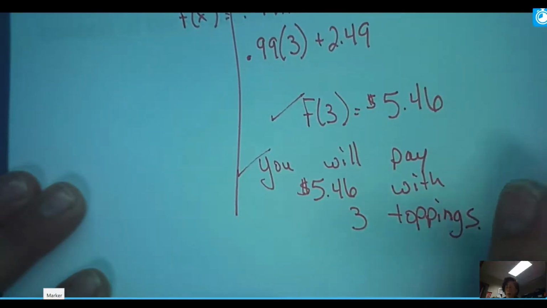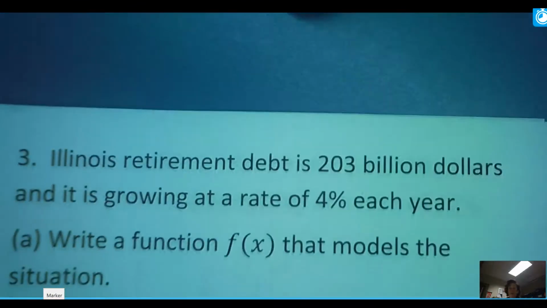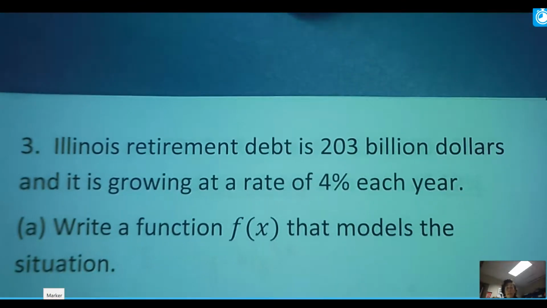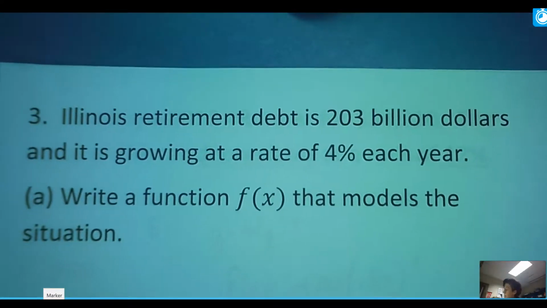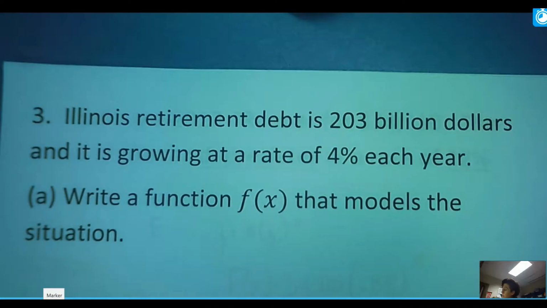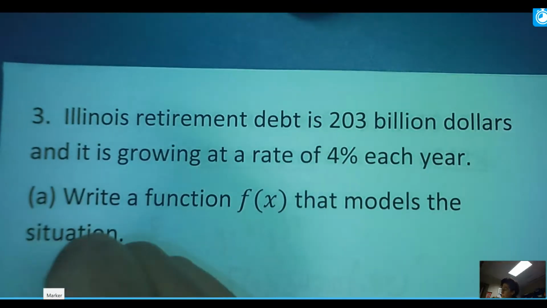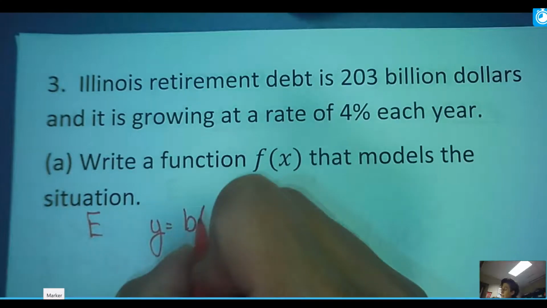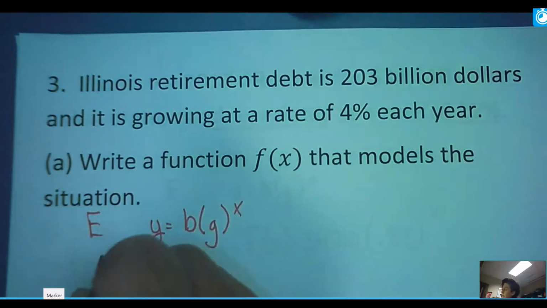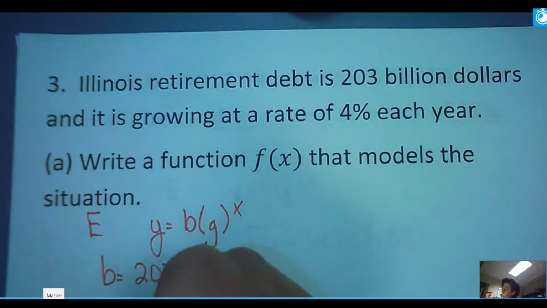One more problem. All right, so on 3. Illinois retirement debt is $203 billion, and it is growing at a rate of 4% each year. So we're going to write a function that models the situation. First thing that we're going to do, it's exponential because of the percent. So I've written 3A on my paper. Here is our format. Our beginning amount is 203 billion.